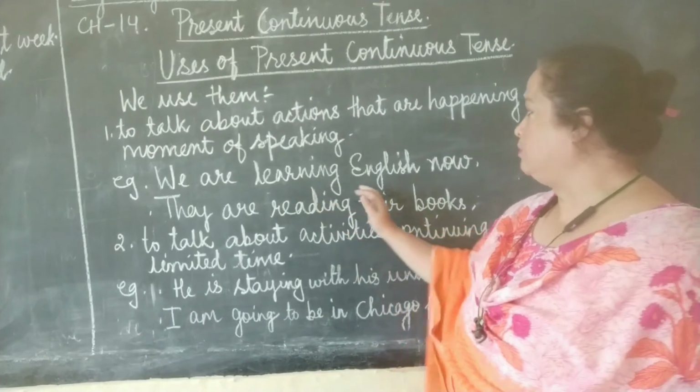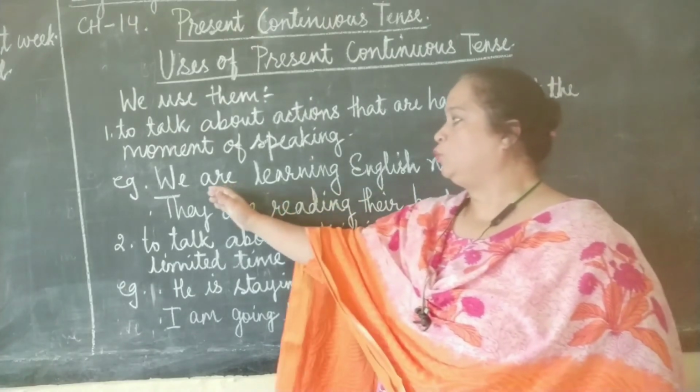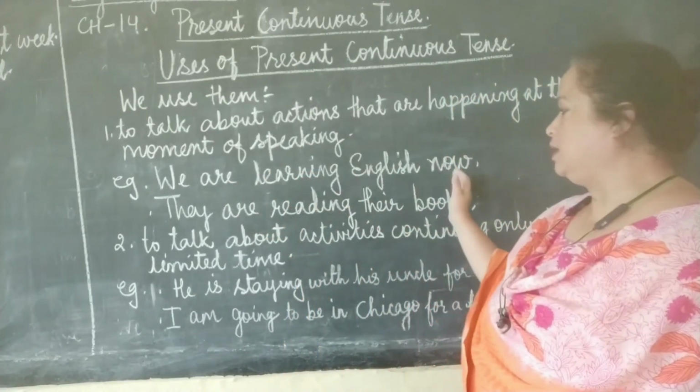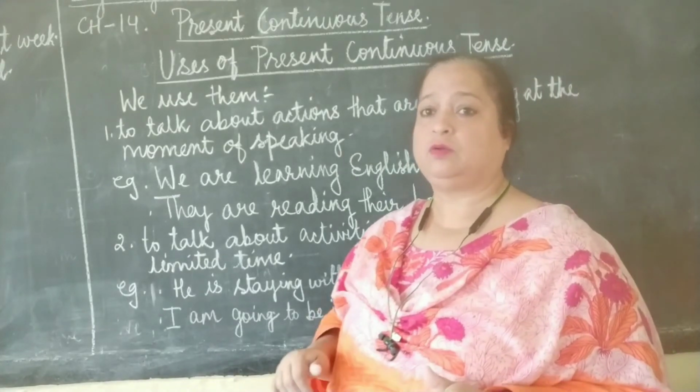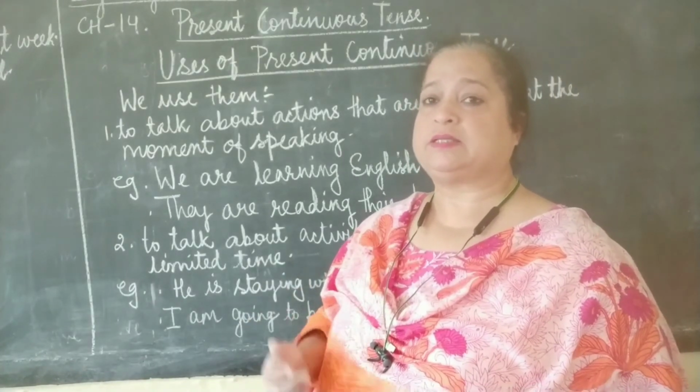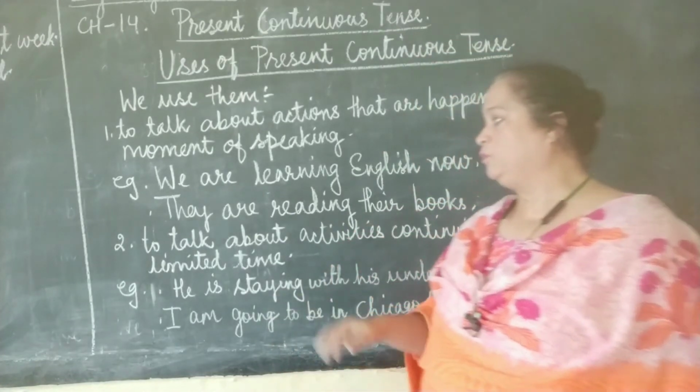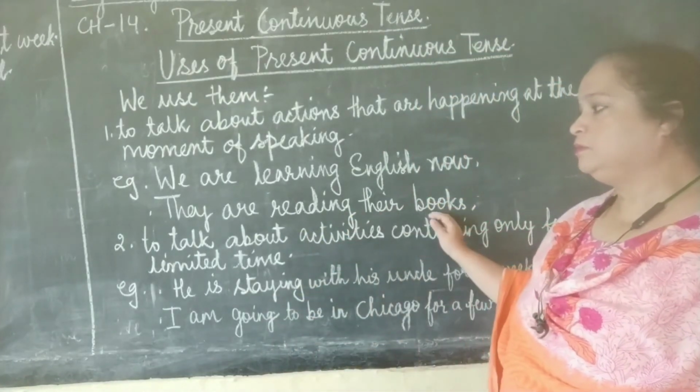So let us look at some more examples here. We are learning English now. So I am teaching you. This is the action being done right now. You are listening to me. That is the action being done right now. They are reading their books.